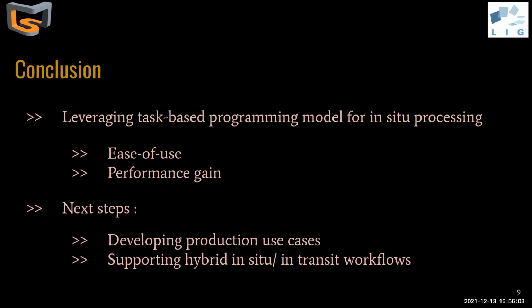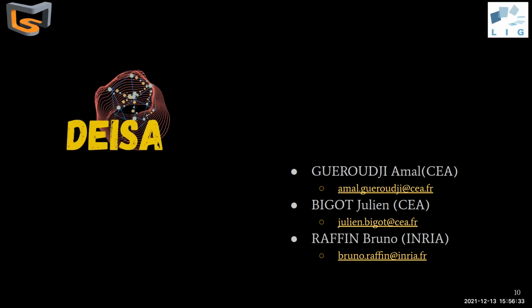So in this paper, we showed our work regarding leveraging a task-based programming model for in-situ processing, which shows an easy use as well as a significant performance gain. For the next steps, we are working on developing production use cases, namely with the Gysela code, and we are working on supporting hybrid in-situ and in-transit workflows. Thank you for your attention, and if you have questions, please feel free to ask them.